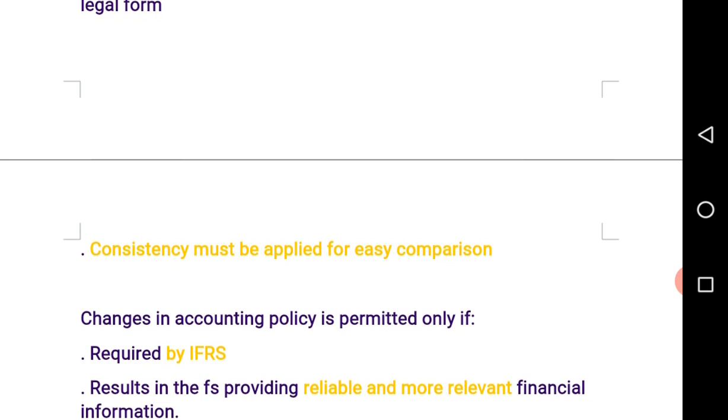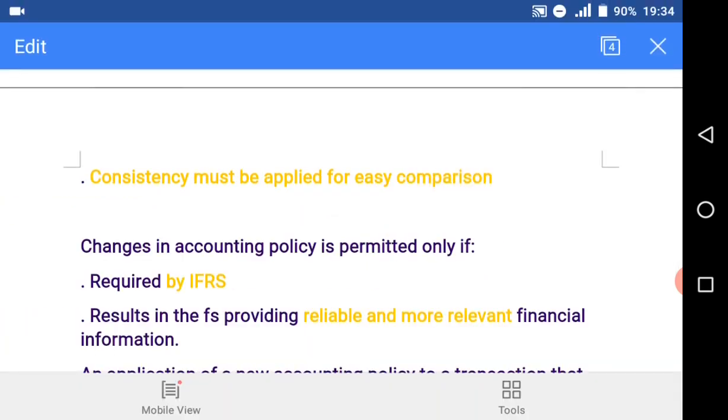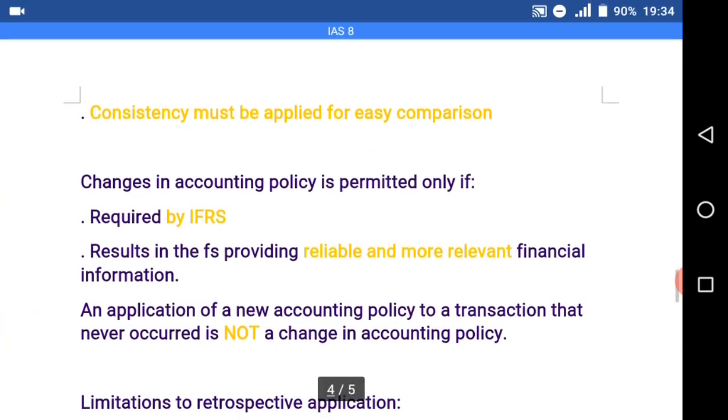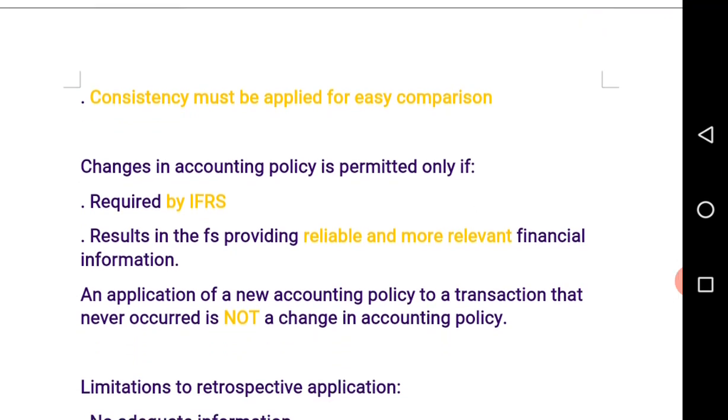Then also, changes in accounting policy is permitted only if one, required by IFRS, two, results in the financial statements, FS, providing reliable and more relevant financial information. An application of a new accounting policy to a transaction that never occurred is not a change in accounting policy. You should note that a new accounting policy on a new transaction is not a change because it's new. You're not changing from anything.